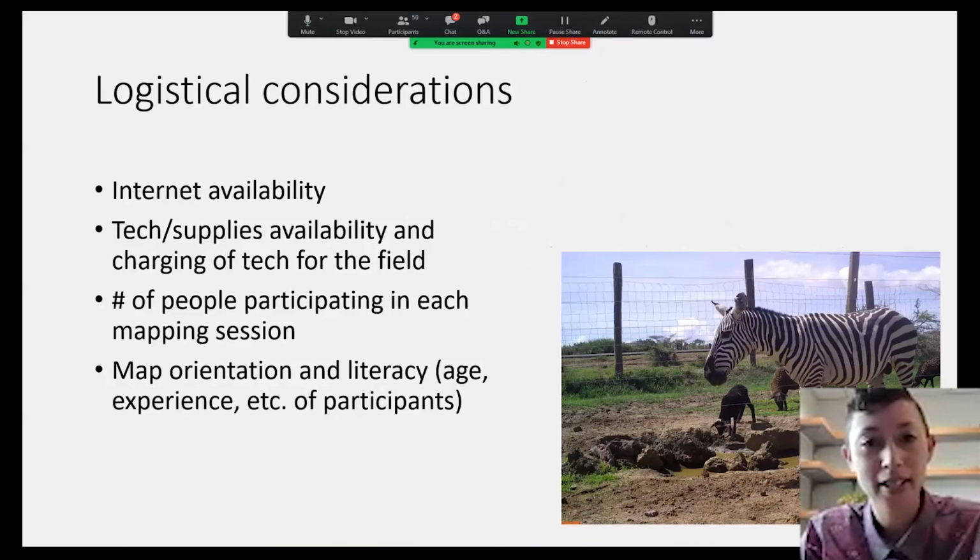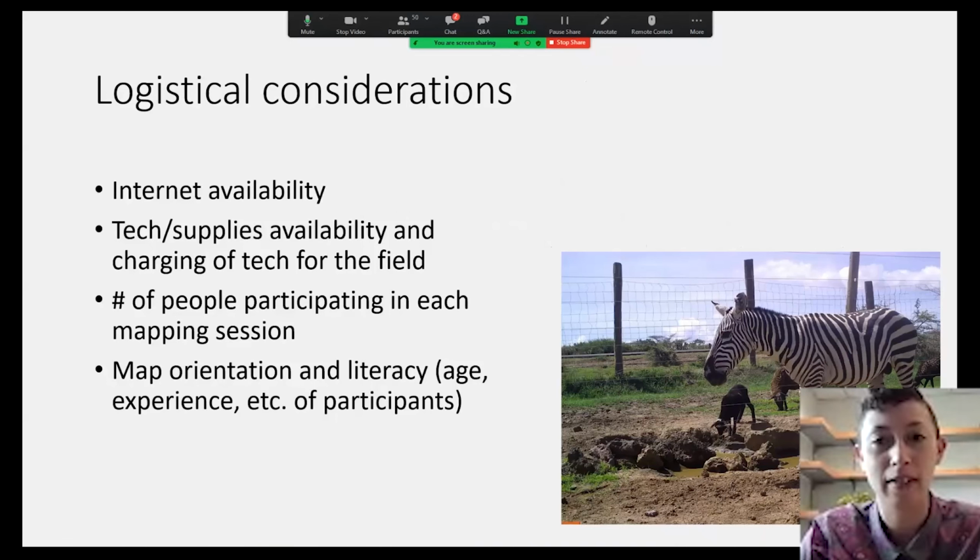And logistically, there's a lot of different things I could talk about, and I could tell you all sorts of stories about it, but you should be thinking about internet availability. Some of us I know work abroad, some of us work here in the Bay and elsewhere where there's plenty of internet, but certain tools are going to work better in certain places. You should be thinking about the tech availability and the ability to charge your tech for the field. In an ideal world, we'd all be using iPads and digital participatory mapping apps, but that's not always possible.